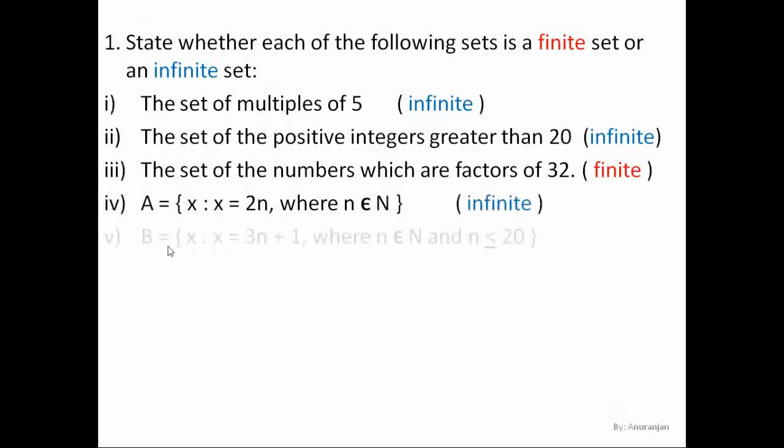Next, B is equal to {x such that x is equal to 3n plus 1, where n belongs to natural numbers and n is less than or equal to 20}. So here a range is mentioned that n is less than or equal to 20 and n belongs to natural numbers, means it will start from 1 and will stop at 20. So here the smallest value of n that we can take is 1 and the largest value we can take is 20. It means it will be limited, so it is a finite set.